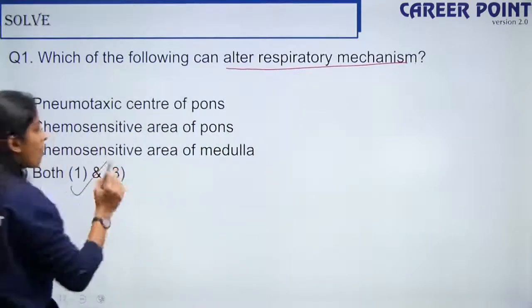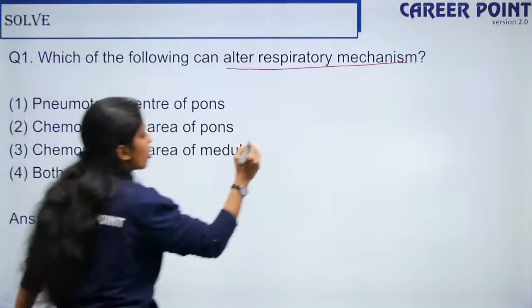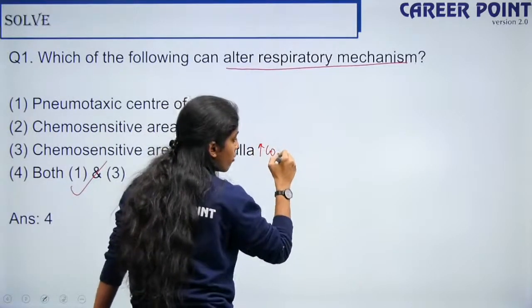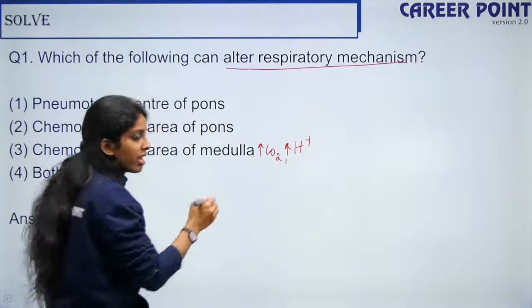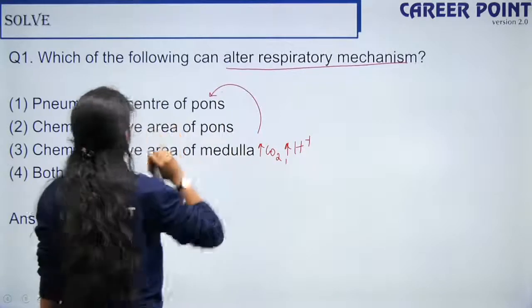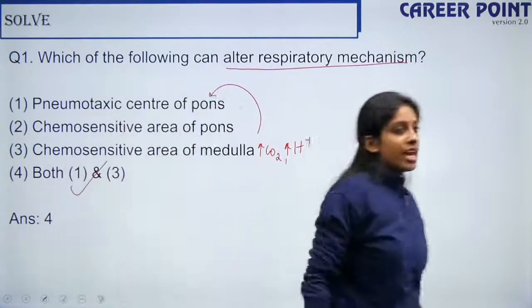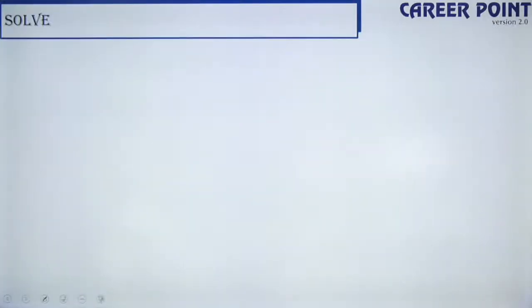Absolutely right. Just now I explained, when we have more carbon dioxide and more H+, this in turn activates the chemosensitive area, which further activates the pneumotaxic center, right? Option 4 is the right answer.